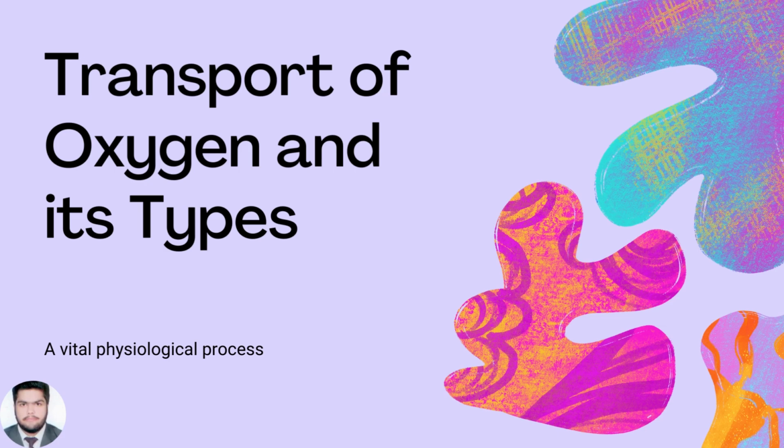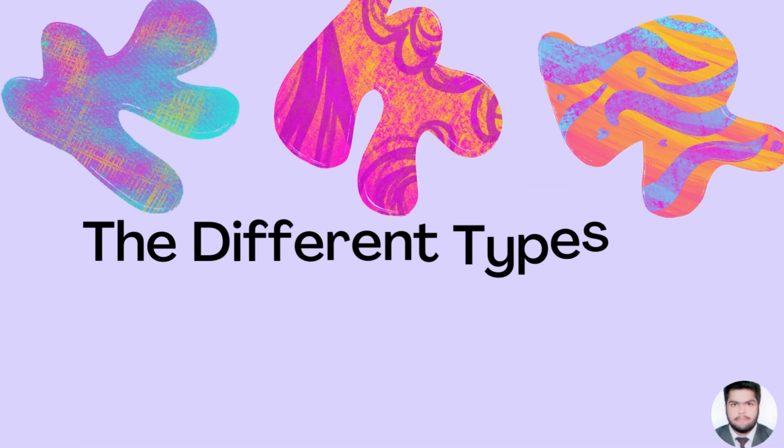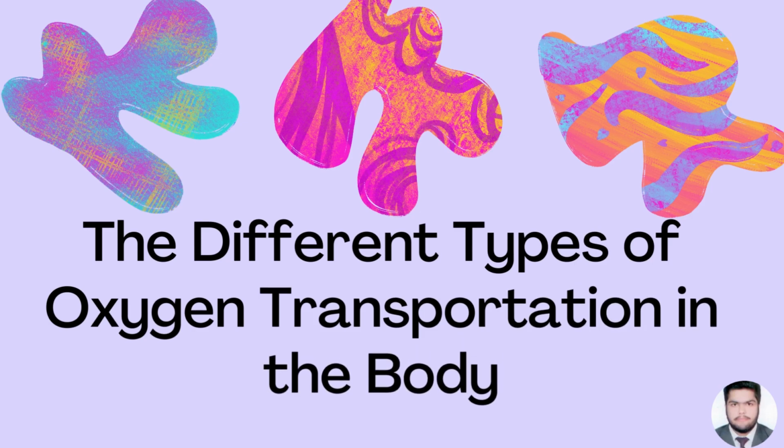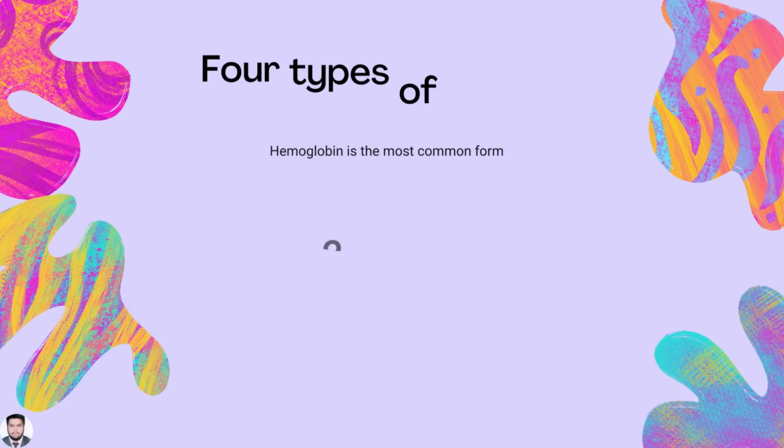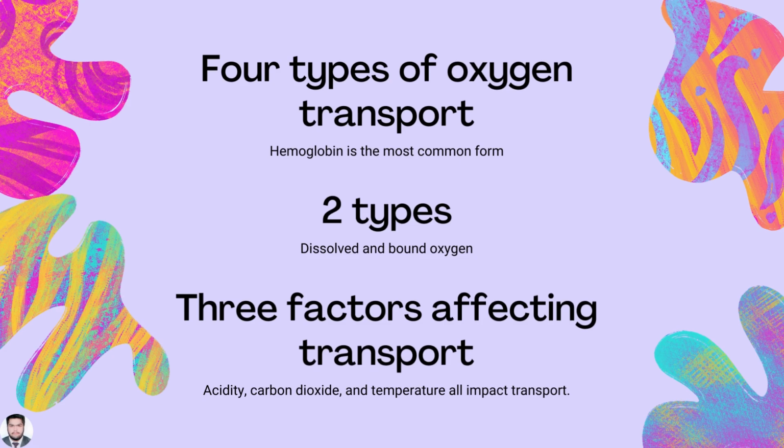Today I will discuss the topic transport of oxygen and its types, a vital physiological process. The different types of oxygen transportation in the body. Oxygen is the key to life. Four types of oxygen transport. Hemoglobin is the most common form. Two types, dissolved and bound oxygen. Three factors affecting transport: acidity, carbon dioxide, and temperature all impact transport.